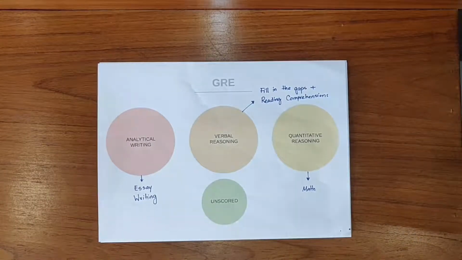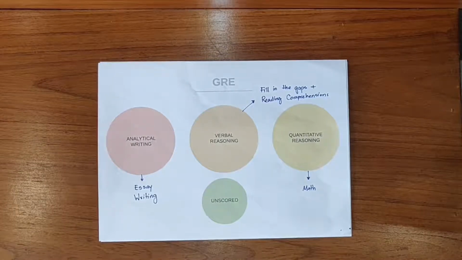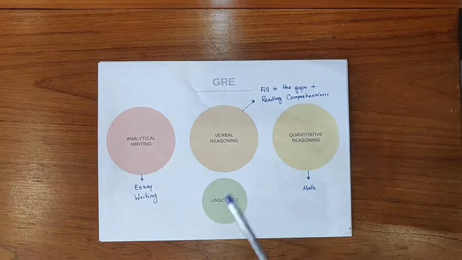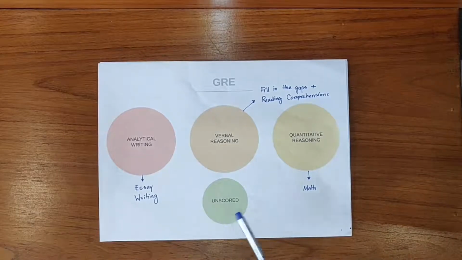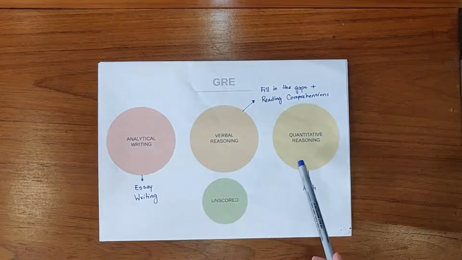Now there's an additional unscored section. This set can be either from verbal reasoning or quant reasoning. It's a bit tricky since there's no way of telling which section you'll get before. So it can either come from verbal reasoning or it can come from quant. It depends on the questions that you get that day.